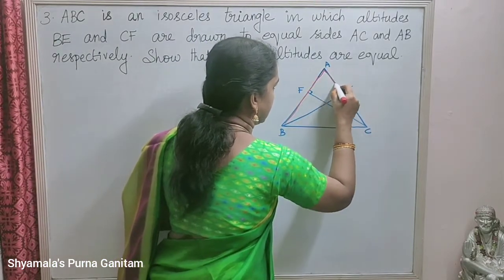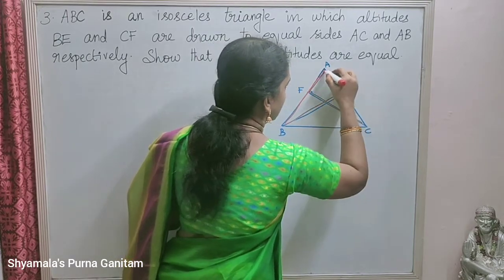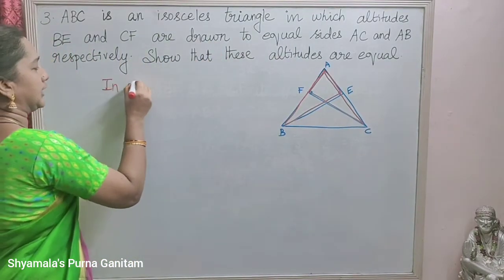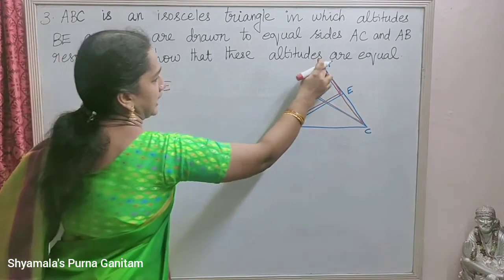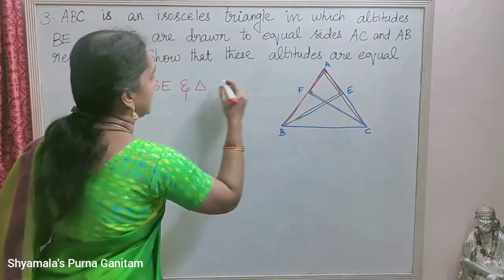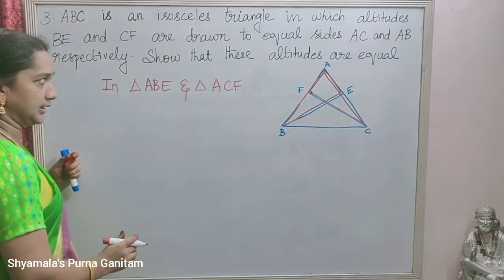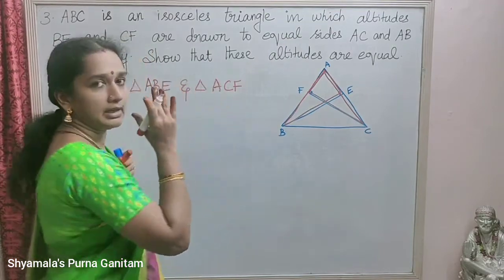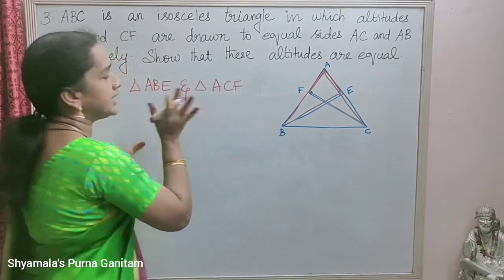For proving that, we will take these two triangles: triangle ABE and triangle ACF. In these two triangles only we are having altitudes. So we will be taking these two triangles.